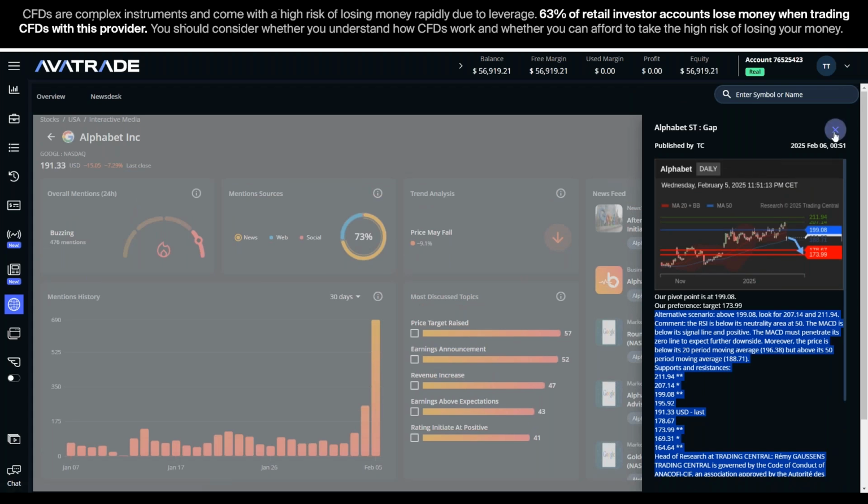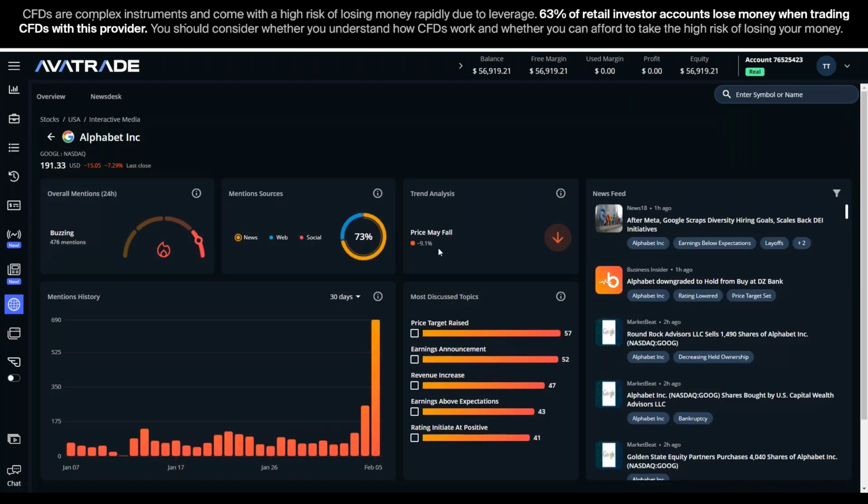There's your technical signal. Now, if you want to read what's going on, this news feed is dedicated to Google, to Alphabet Incorporated. And maybe you can find some articles that help clue you in as to why the trend analysis is predicting such a big drop for Google. Alphabet downgraded to hold from buy at DZ Bank. So DZ Bank downgraded Google from a buy recommendation to a hold.